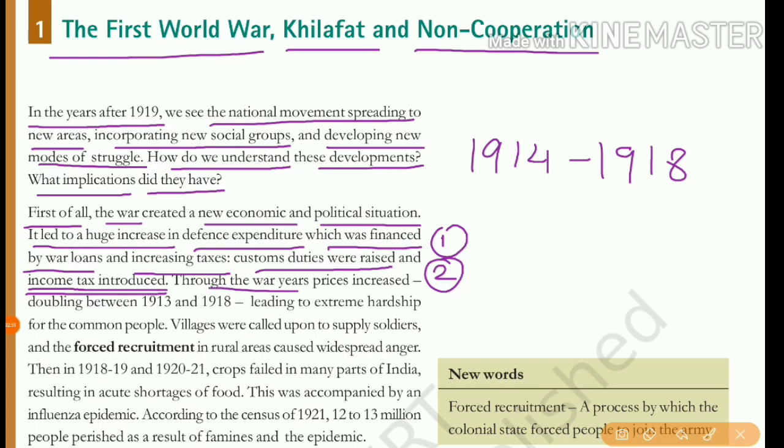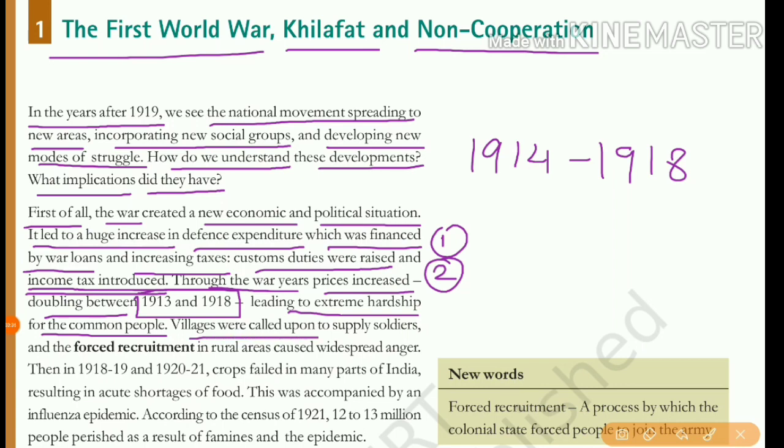Through the war years, prices increased. The prices of products doubled between 1913 and 1918, leading to extreme hardship for the common people, because the basic product prices increased. It was very difficult for common people to afford basic products.